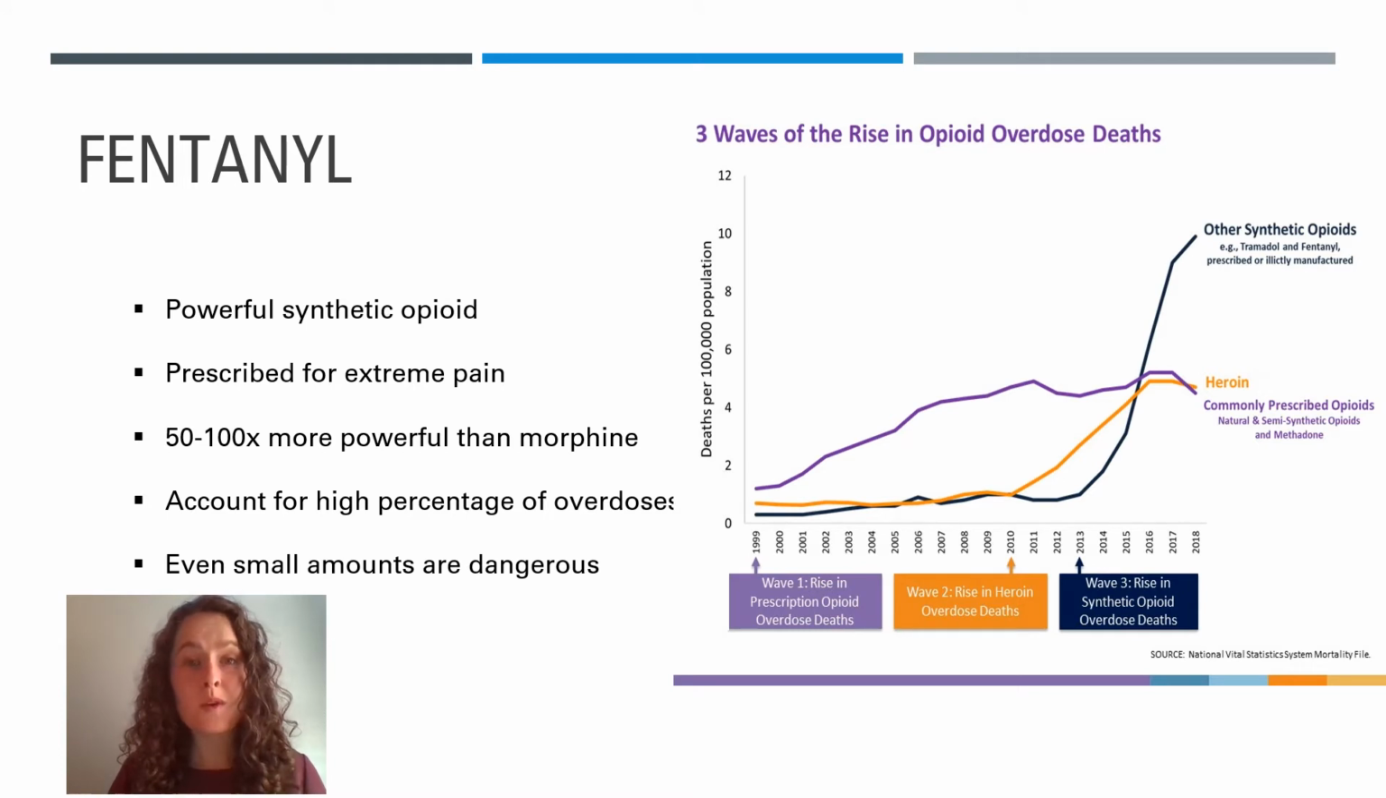Now we're going to talk really briefly about fentanyl. Fentanyl is a powerful synthetic opioid. That means it's produced in a lab. It doesn't come from natural sources like other opioids, which are usually from resources found in the seed of a poppy plant. So fentanyl is prescribed for extreme pain. That means it's a very high dose, and even in very small amounts, it can be extremely dangerous. In fact, oftentimes people who overdose on fentanyl do it completely by accident. This is because they don't realize that the small amount they're taking is actually dangerous.